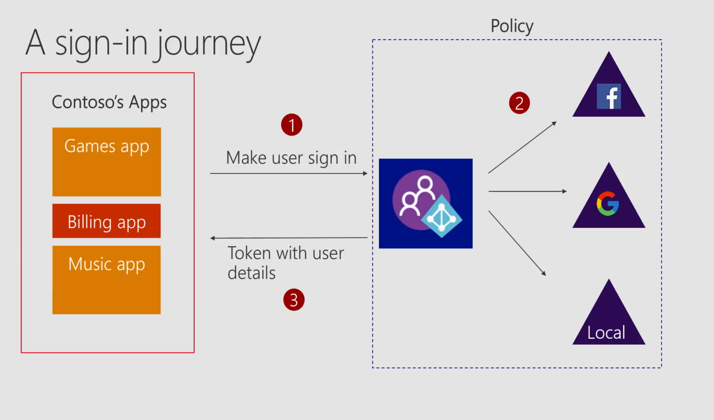John comes to the gaming application and wants to sign in. He clicks sign in, and what will happen is that John will be redirected to the service, the Azure AD B2C service, where he will be presented with options on how he wants to sign in. And once he signs in successfully, a token will be issued back to the application. Now the cool part is this unlocks SSO. So if he were to go back to the gaming application, the billing application, the music application, he doesn't need to sign in again. Right, and by SSO we mean single sign-on.